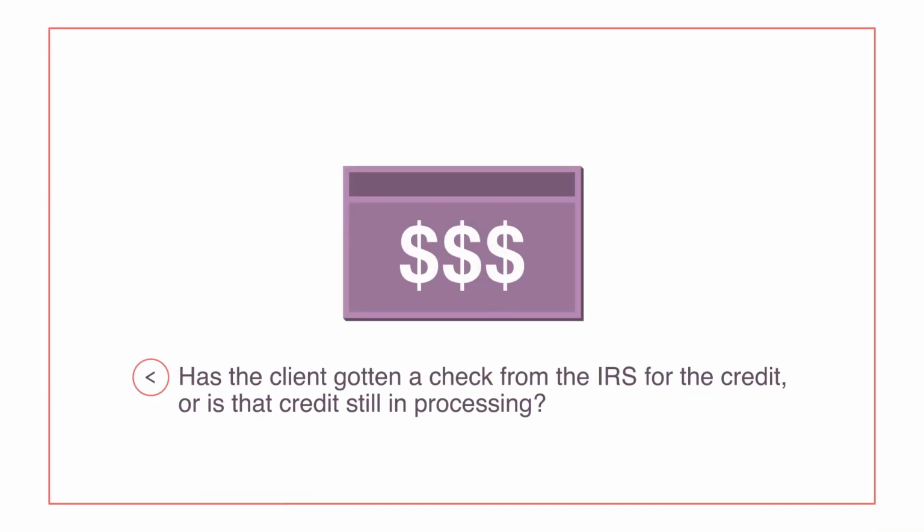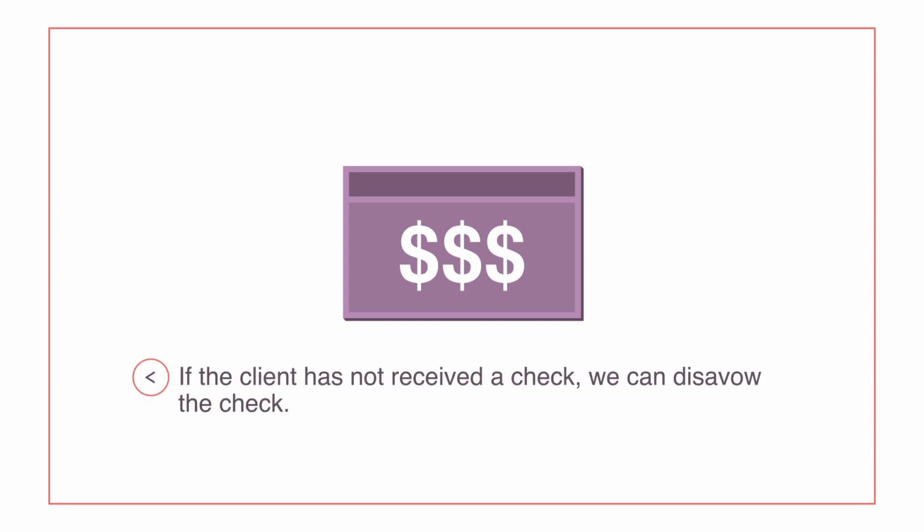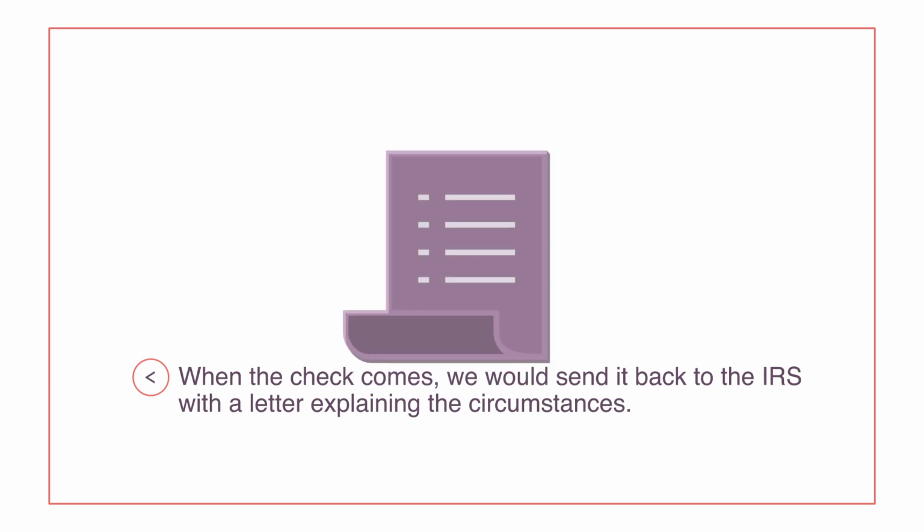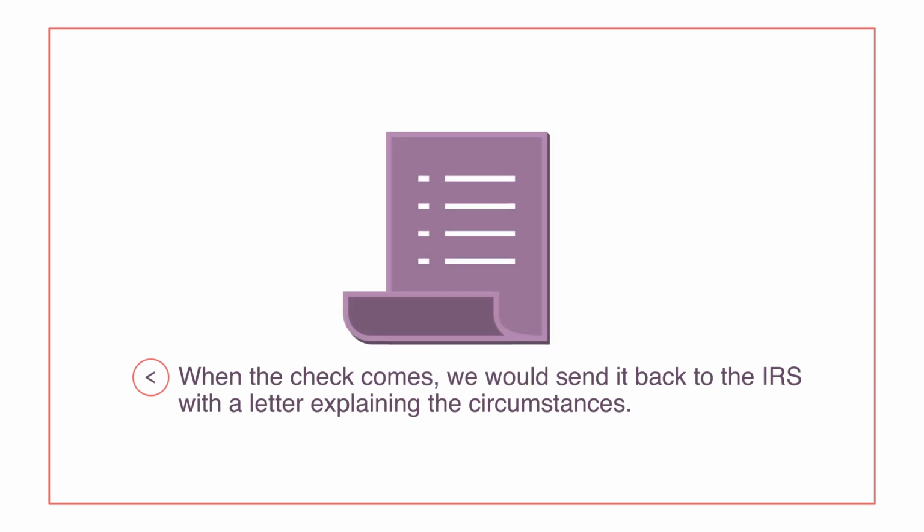So the remediative measures hinge on the question of, has money been received? Has the client gotten a check from the IRS for the credit, or is that credit still in processing? So if the client has not received a check, one of the things that we can do is disavow the check. It's as simple as, when the check comes, we would send it back to the IRS with a letter explaining the circumstances, explaining that we don't want the credit, and just mailing that back.